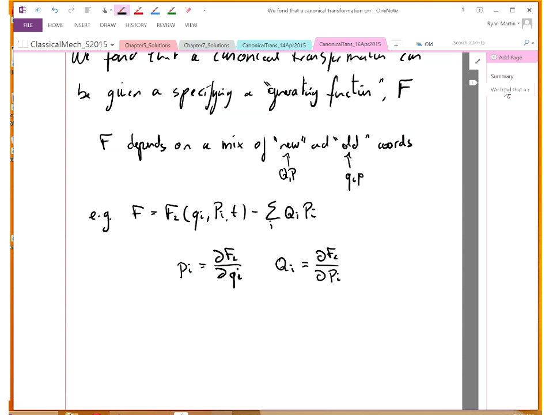So far we know that if I give you a function f that depends on a mix of the new and old coordinates, then you can apply these transformation equations, and the transformation is guaranteed to be canonical. But if I don't give you f, and I just give you the transformation from the lowercase variables to the capital variables, then it's going to be a pain to figure out if that's actually a canonical transformation, because you're going to have to calculate the new Hamiltonian and then see if it satisfies the canonical equations.